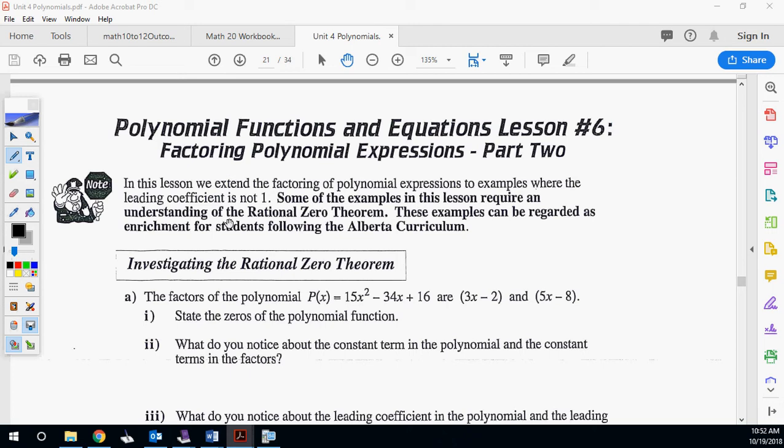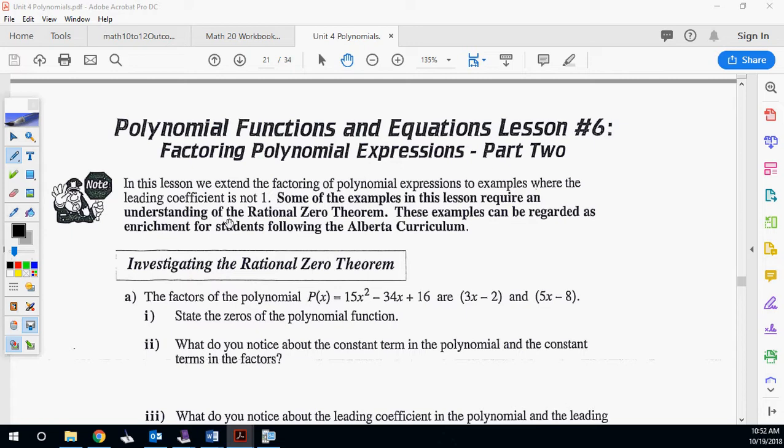For lesson 6, factoring polynomial expressions, part 2. So now it gets a little tricky because we've got the big guys in front. We're not just x squared, it's 15x squared. In this lesson we extend the factoring of polynomial expressions to examples where the leading coefficient is not 1. Remember, where the leading coefficient is 1, it's nice, easy factoring. When it's not 1, we have to do decomposition, right? Remember? And so what happens is your possibilities go up in terms of what it can be.